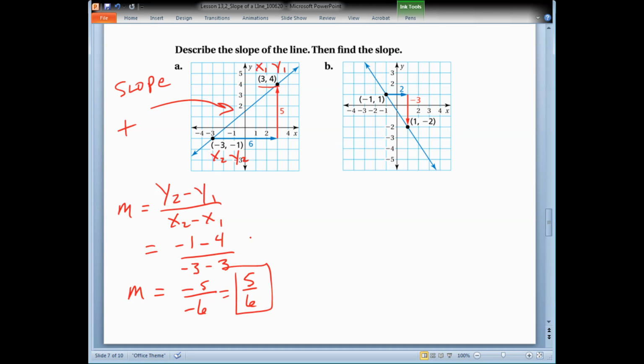What does this mean? It means my rise, remember the rise, is the numerator. That's the change in y. And my run is 6. Notice that that is the change in x. So rise over run, 5 over 6.